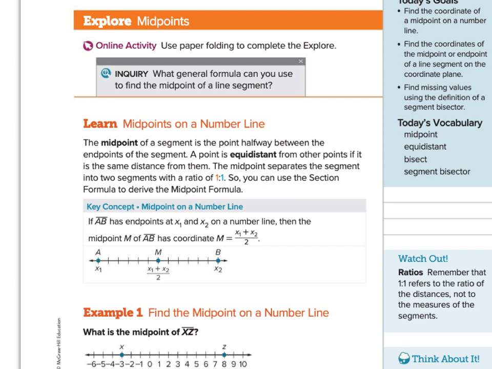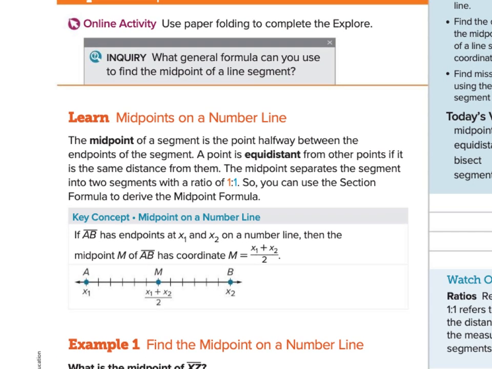So let's see here, starting with the midpoints on a number line. The midpoint of a segment is the point halfway between the endpoints. The point is equidistant from the other points if it is the same distance from them. So thinking about one-to-one, if M is the midpoint of AB, then this portion is equal to this portion. That's what they say when it's a one-to-one ratio, because it's split into two equal parts.